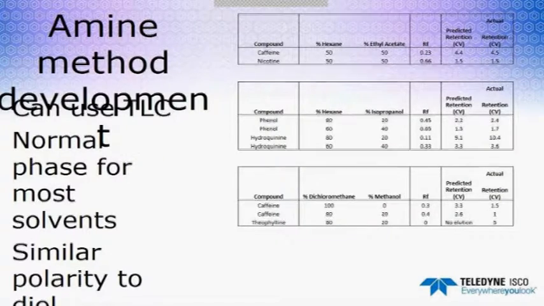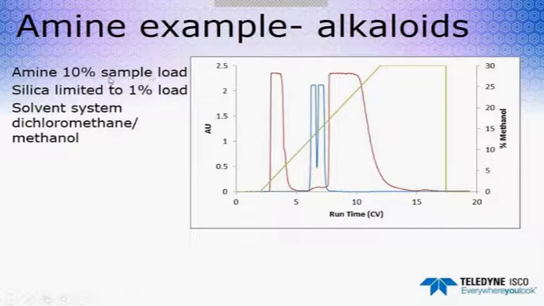For amine method development, you can use normal phase solvents, and the polarity is similar to diol. Again, similarly, we can predict the retention time from the matching TLC plates. We have good agreement between the predicted retention and the actual retention. And here's an example with some alkaloids.